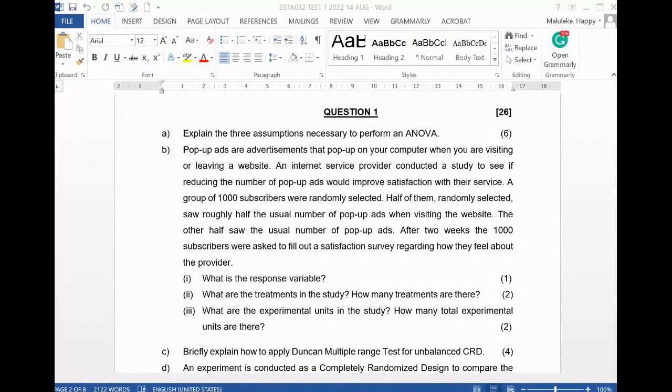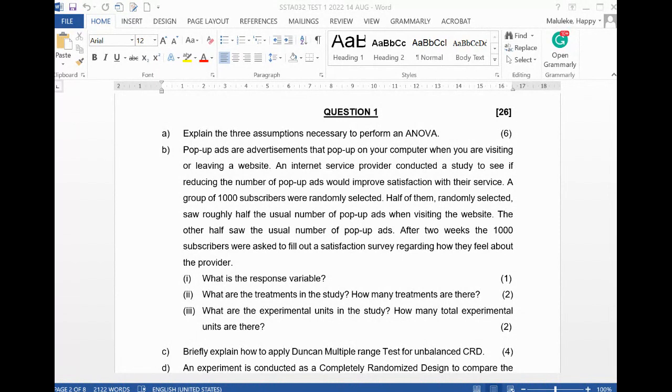Explain the three assumptions needed to perform an ANOVA. You have this information from your Blackboard. The document where you can find these answers is chapter 2, part 4. If you go to chapter 2, part 4, you'll find this information. I'm not sure between part 4 and part 3, but this information is there.